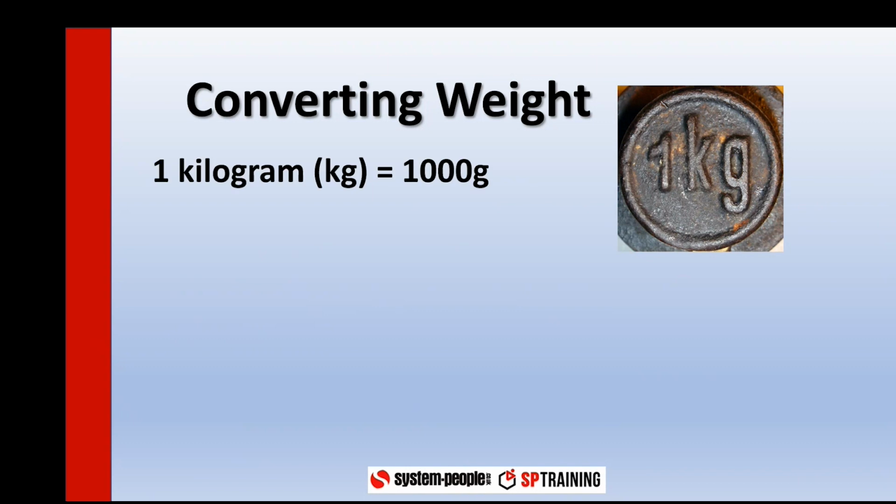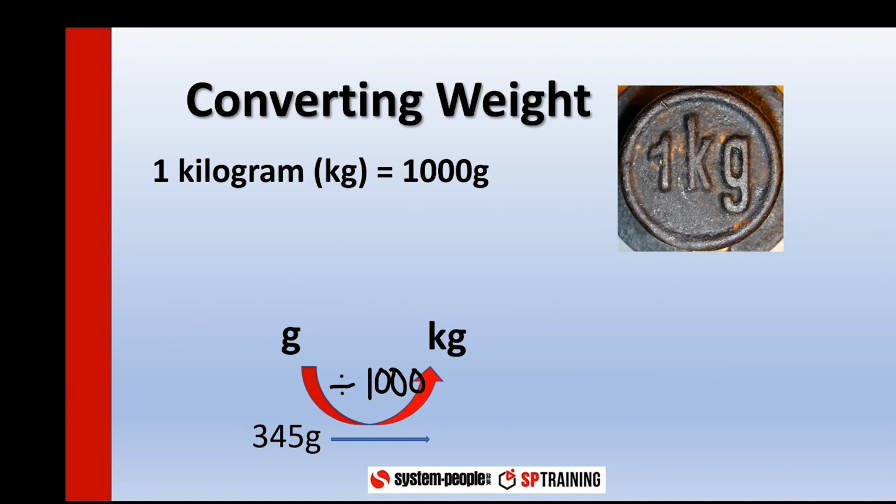Well, we here have got 1 kilogram or 1 kg, which has got 1,000 grams in it. So there's our 1 kilogram weight. We've got 1,000 grams in it for each kilogram. So like the length, when we're changing grams into kilograms, we're going to divide by 1,000. So if I've got 345 grams, divide it by 1,000 and I'll get 0.345 kilograms.